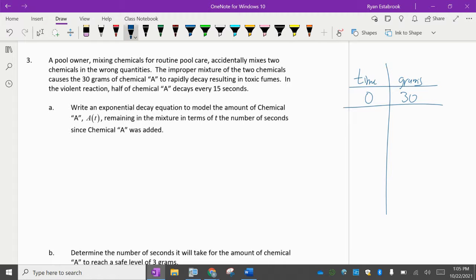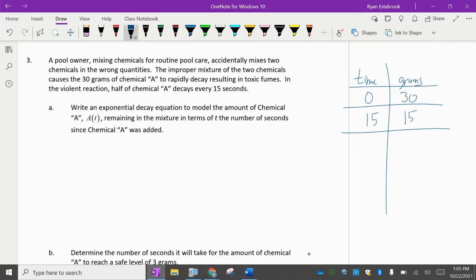Because every 15 seconds, half of it has decayed, dissolved, evaporated. It's gone. That's how chemicals work sometimes, right? So Margaret, what else would you know next? 15 seconds, there are 15 grams. 15 seconds later, we have half of what was there before. Coincidence that those two numbers are the same.